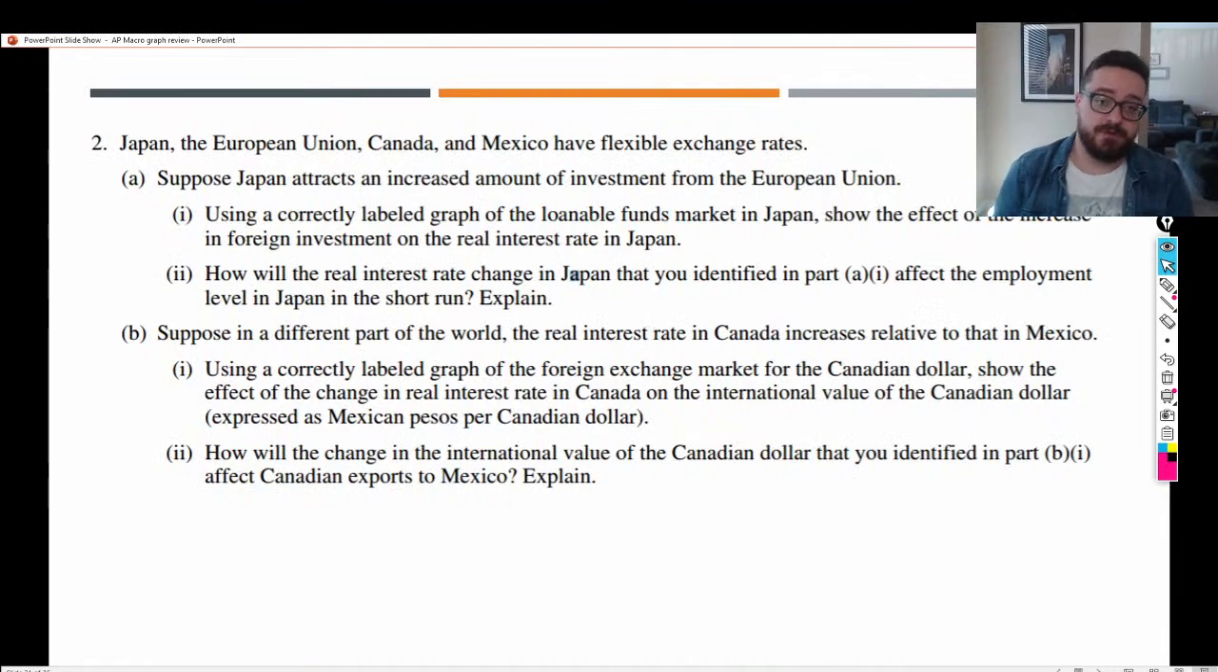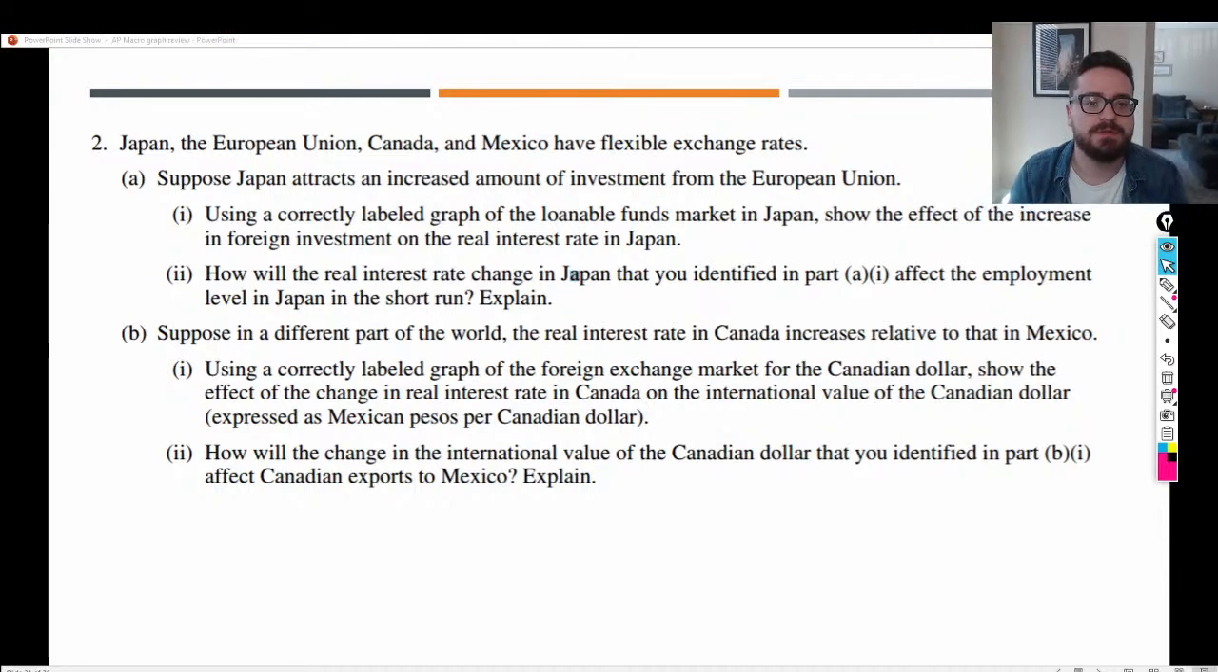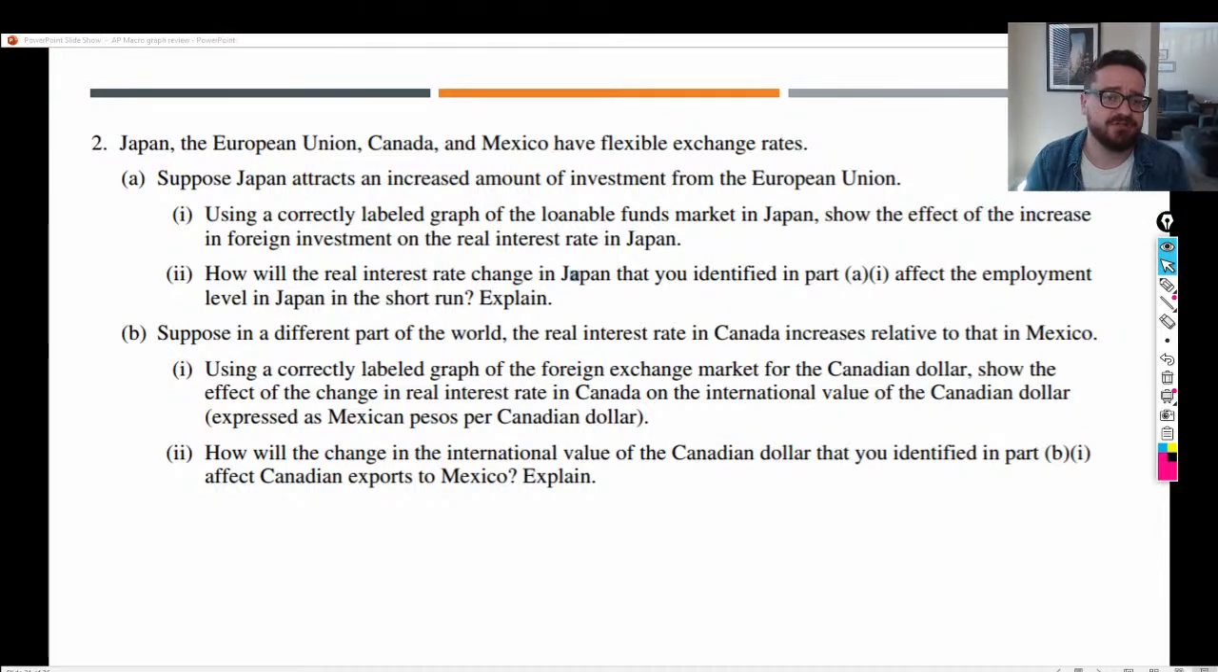So this is a double Forex market question. This is a question that hits both types of Forex market questions and hits a loanable funds market question. So we'll hit both here. This is like all of the international trade stuff in one FRQ. So we've got Japan, the EU, Canada, and Mexico. 4 countries. Oh my God, do I have to do 4 Forex market questions? No, it's 2 separate questions.